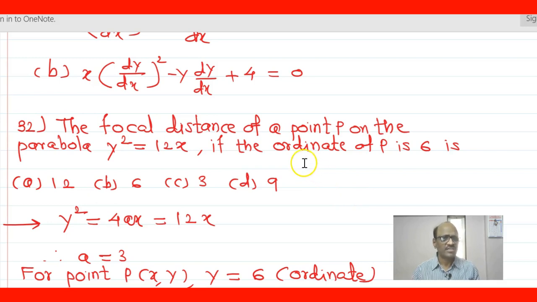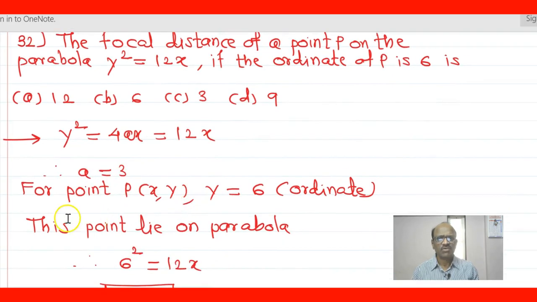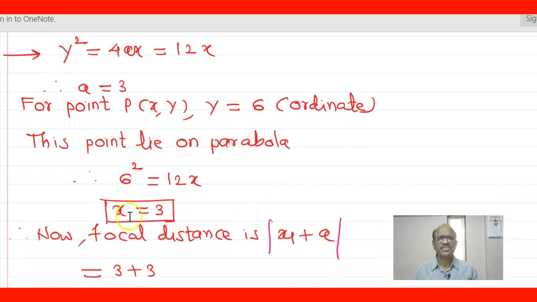X coordinate, and the ordinate means y coordinate. Now see this. This is a parabola of the form y square is equals to 4ax, that is equals to 12x. Now after simplifying, you will get the value of a is equals to 3. For the point P(x, y), y is equals to 6, which is the ordinate. It lies on the parabola, and after simplification, you are getting x is equals to 3.